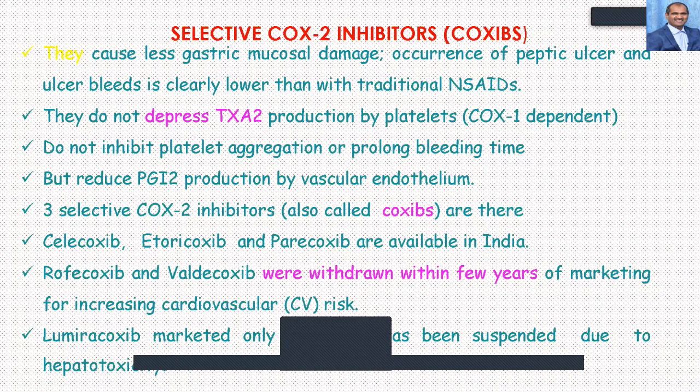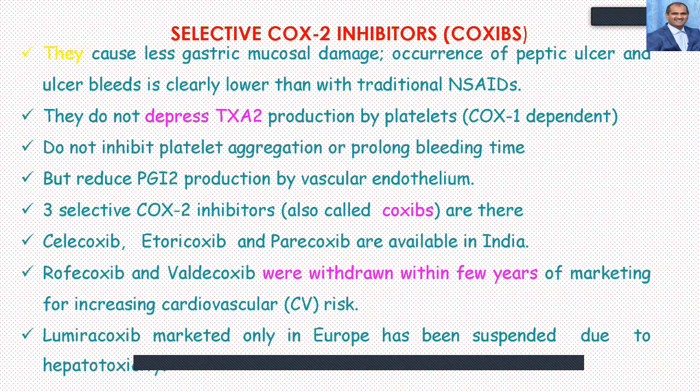Of course, the drugs need a trial as far as veterinary practice is concerned, and rofecoxib and valdecoxib were withdrawn within a few years of marketing because they were causing cardiovascular risk. So if you are asked why rofecoxib and valdecoxib were withdrawn from the market, it is because they cause cardiovascular risks. And lumiracoxib, marketed in Europe, has been suspended due to severe hepatotoxicity.